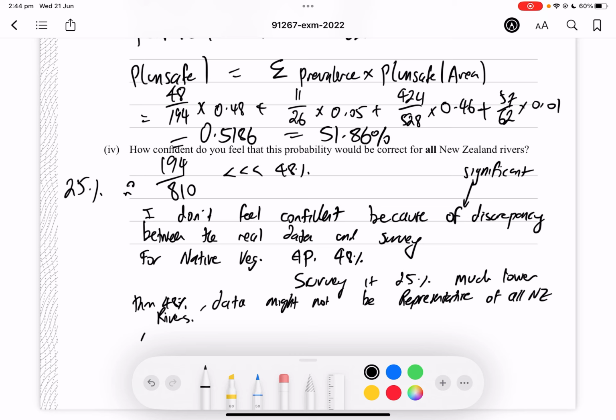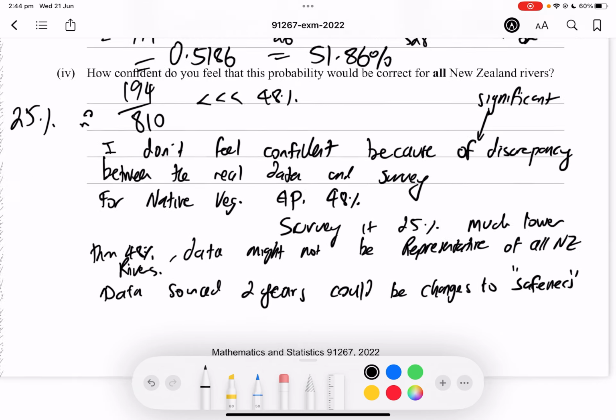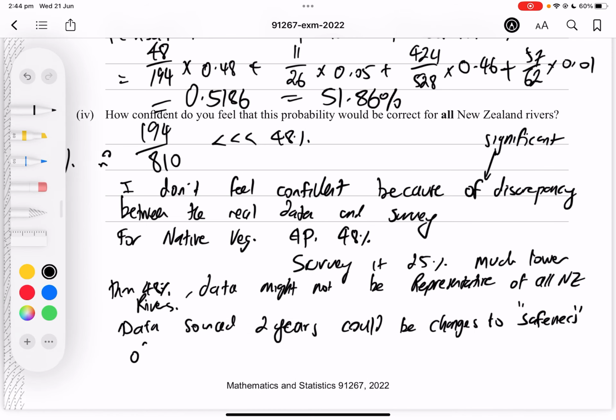Data was sourced 2 years ago, so maybe we can mention that briefly. Could be some changes to some rivers. Could be, for example, some rivers might have been cleaned since then, or maybe some rivers have gotten more dirty due to pollution. So it could be changes to safeness. Not really a word, but you know what I mean? So changes to safeness of rivers.